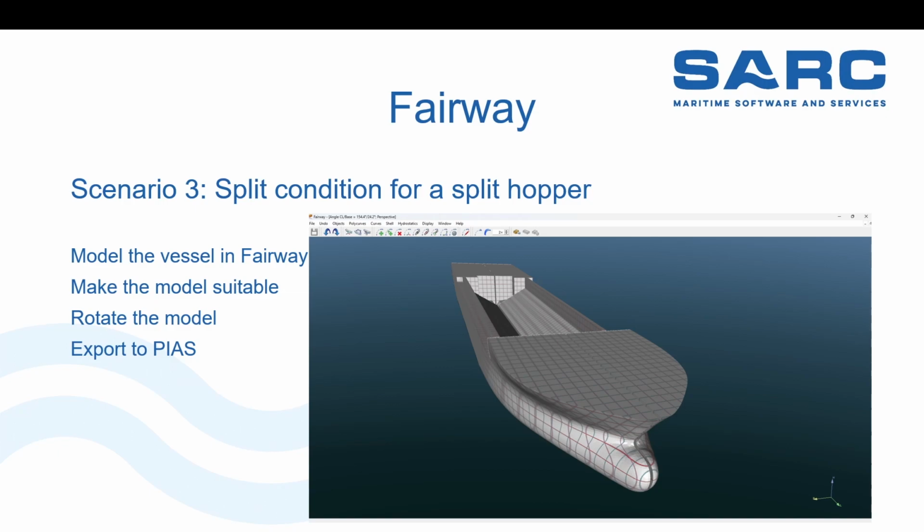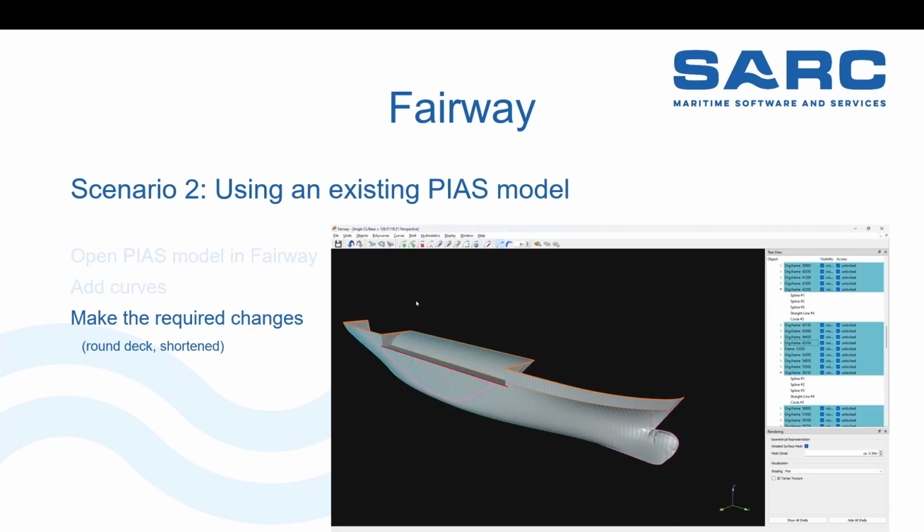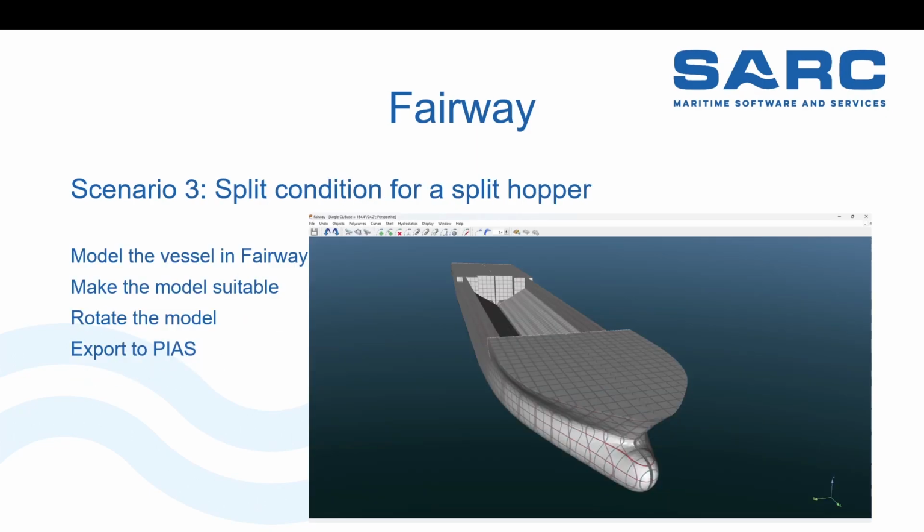So a split hopper. Actually, this is not a split hopper yet. I took a model and I've hidden all the curves in here. I only show you the surface. And the waterlines, frames, and buttocks you see here are projected onto the model. So if you have a few curves, you can always show that. But that's not what I wanted to show here.